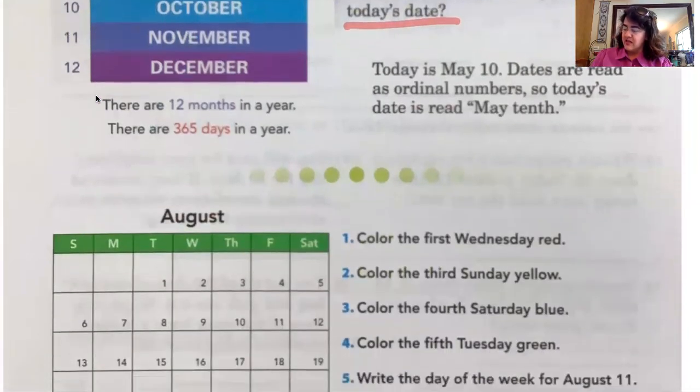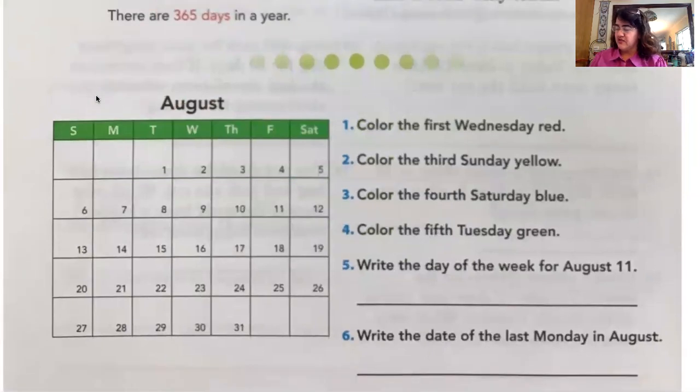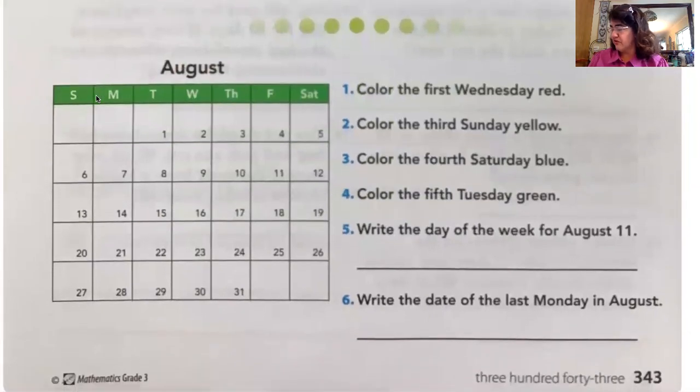All right. So now we're going to play with this calendar. You should have some colors. If you don't have colors, boys and girls, then I would like you to do the best you can. You're going to color the first Wednesday red. Let's say you don't have colors at home, then I'm going to have you just put a star on the first Wednesday instead of coloring it red. Okay? Then you'll color the third Sunday yellow. If you don't have colors to do that, then I want you to put a heart on the third Sunday.